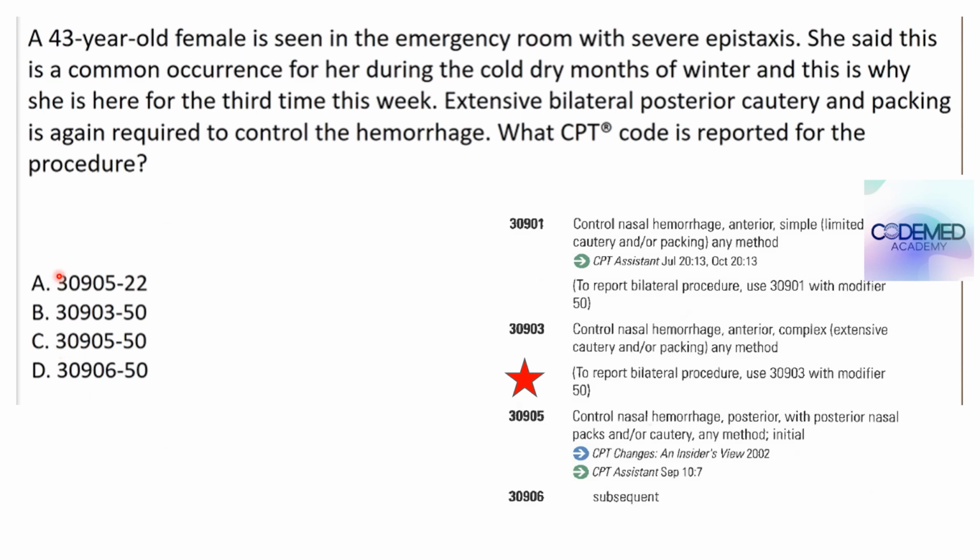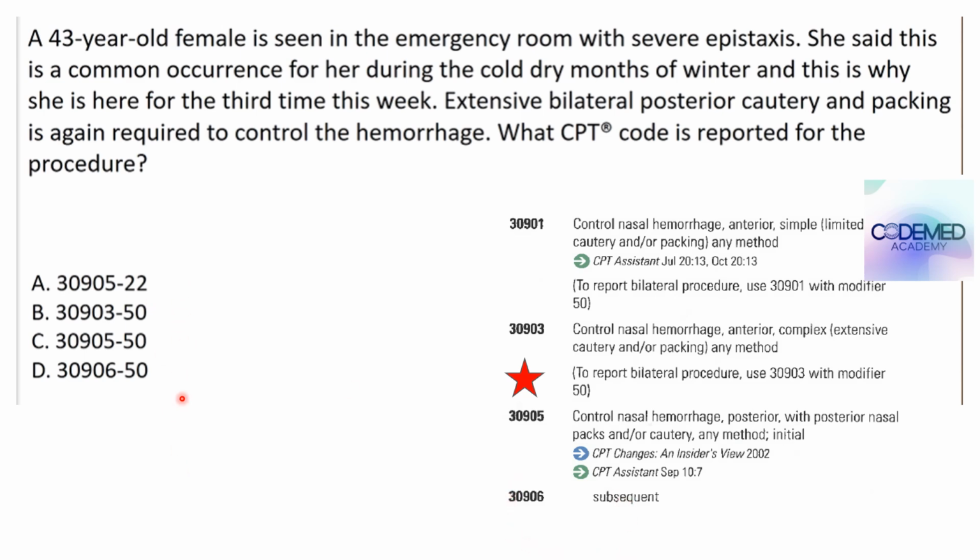Now look at the code 30905. It talks about control nasal hemorrhage, posterior, with a posterior nasal pack and a cautery. And that definitely happens in our patient case. Extensive bilateral posterior cautery. So we will require a code 905. And that eliminates the option 903 because it is a control nasal hemorrhage anterior. In our case, it is a posterior. So B goes away, and 906, it talks about the subsequent.